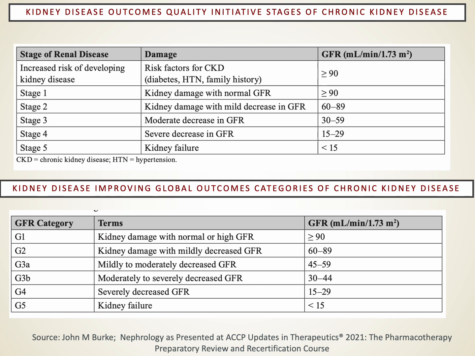So here are some tables that list different ways that we stage chronic kidney disease. I encourage you to look at these. We've talked about these a bit. The lower half of the table, though, is the Kidney Disease: Improving Global Outcomes categories for chronic kidney disease. And they use a similar mechanism with similar cutoffs, but a different numbering system. And so you might see either of these used when you're looking at a nephrologist, for example, staging a patient's degree of chronic kidney injury.